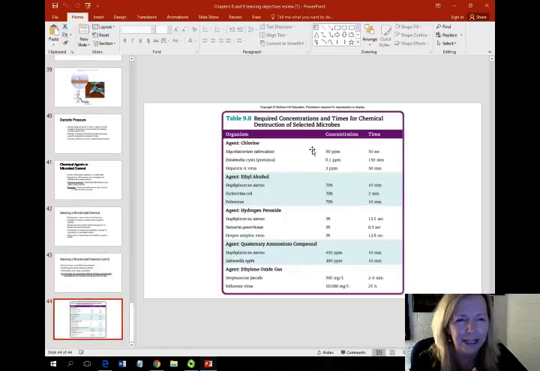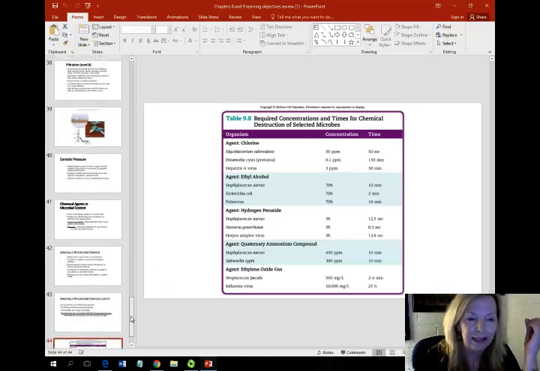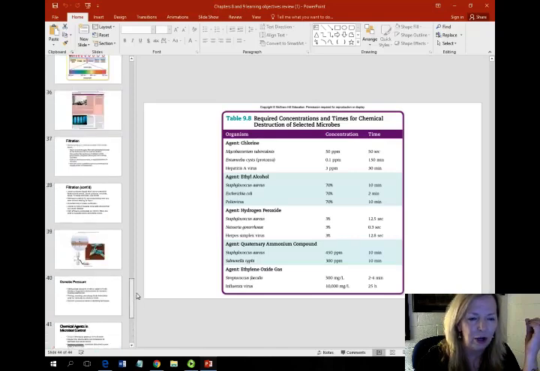These are just some examples of concentrations and times that are considered when these agents are used. Chlorine, we know, is used very frequently, isn't it? Hydrogen peroxide is another one. Ethyl alcohol. So these are just some of the ones that, you do not have to memorize these, but just have an idea of some of the chemicals that we're actually talking about.